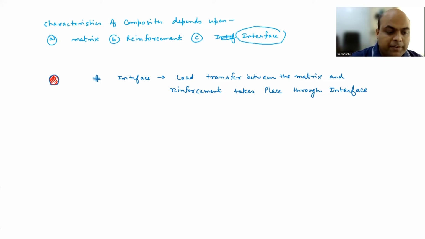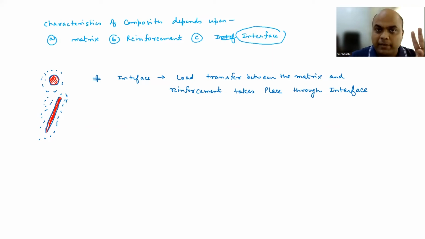Similarly, you are going to have interface for fiber also. If this is a fiber, you are going to have interface, which is this. The blue one is the interface. And then you have matrix in both the cases. So you have matrix, reinforcements, and the interface. The characteristics of the interface are also important when you define the behavior of composites. So now let's talk about how you get strengthening in composites.